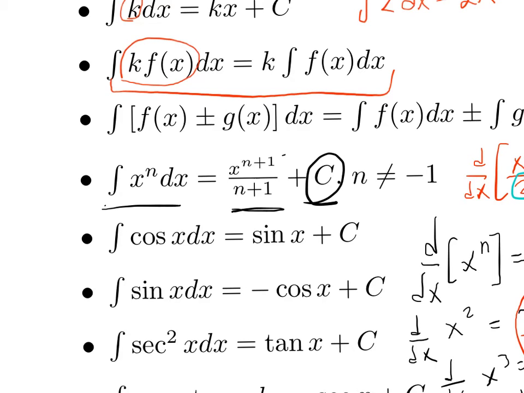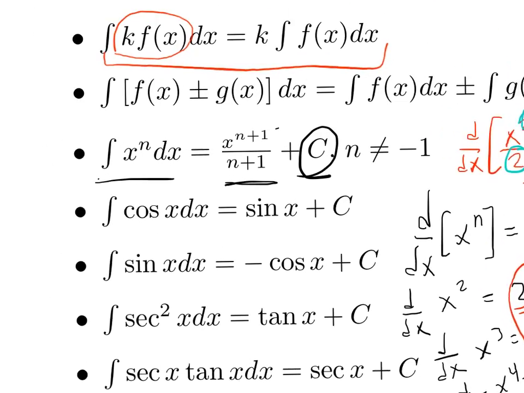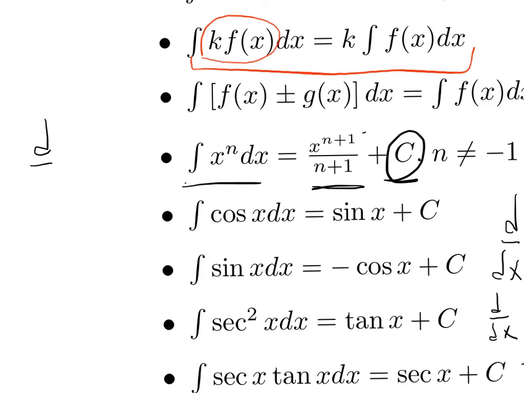And what is n to the -1? I'm sorry, n equals -1 would be x to the -1. What is that associated with? 1 over x. What's the derivative of what equals 1 over x? The derivative of what is 1 over x? Ln x. Okay, natural log. Okay, so let's take a look.